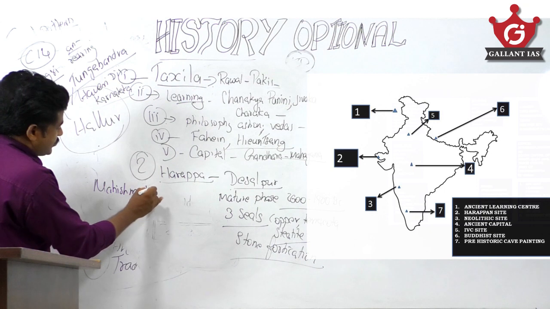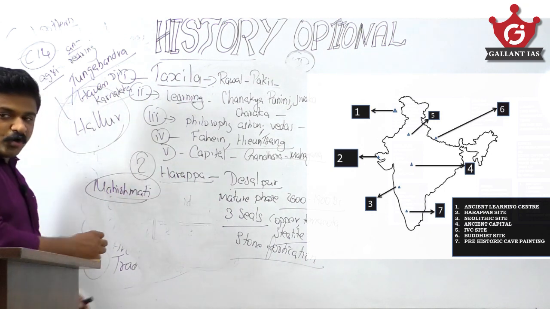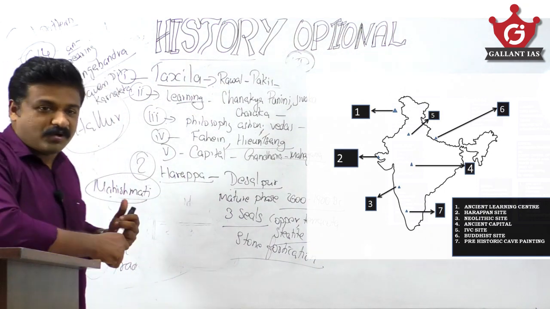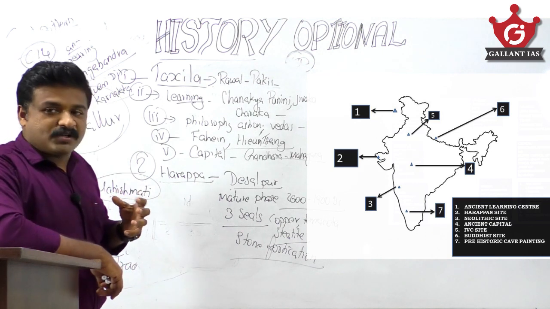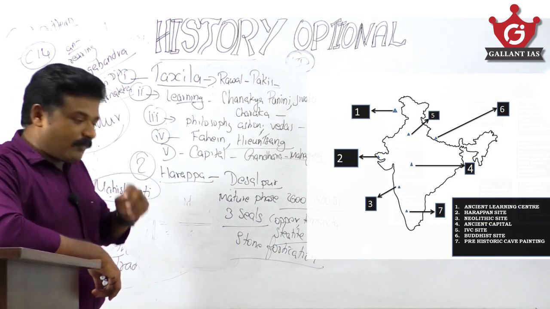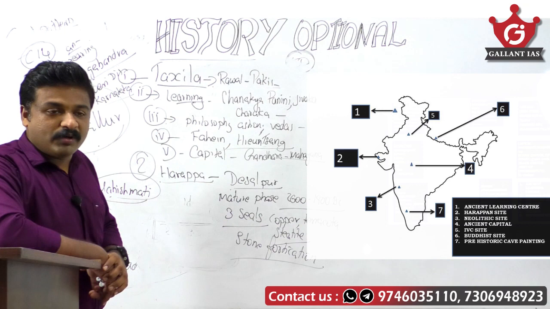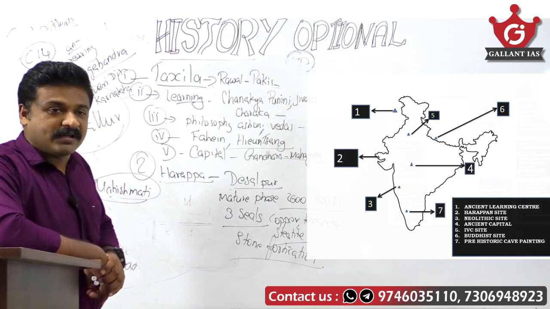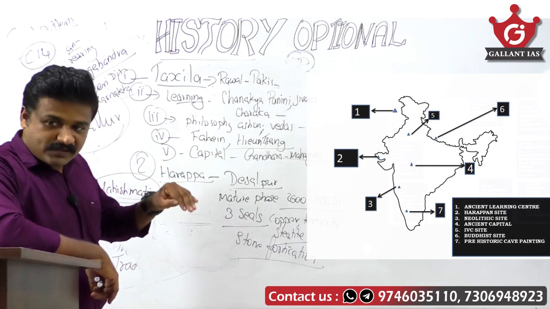Mahishmati. You heard about that Bahubali. You see in that movie Bahubali, there is the Mahishmati kingdom. You know Mahishmati. So Mahishmati was an ancient Mahajanpada's capital. Avanti was an ancient Mahajanpada. It was in central India. Currently it is in Madhya Pradesh.